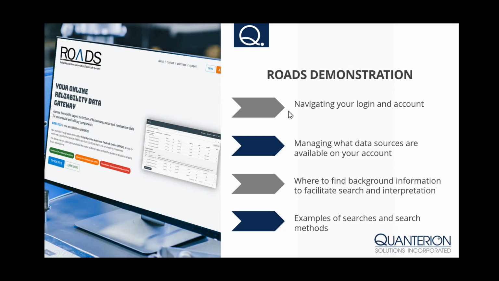And so what we're going to do is navigate your login and your account. We're going to manage what data sources are available on your account, and where to find background information to facilitate search and interpretation. Essentially, that's what I'm calling how to set up your lifelines. So if you're a novice, when you first get in, set up some lifelines and your experience will be much better. Then examples of searches and search methods, which may get interesting.